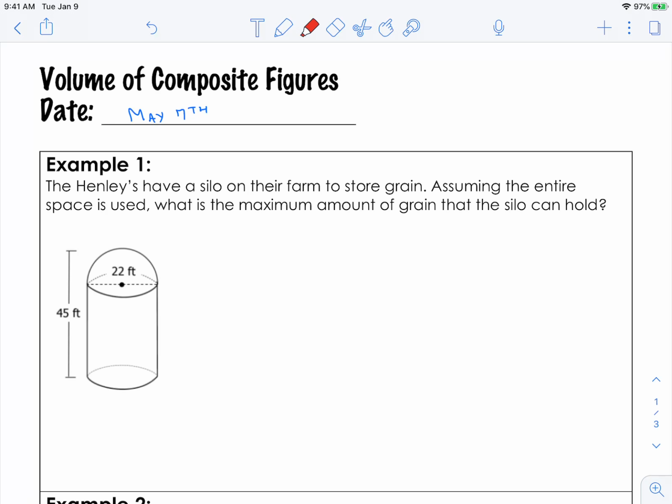Okay, today is May 7th, and we're going to talk about volume of composite figures. One thing about this is that it's a lot simpler than surface area of composite figures. So there's basically two types.